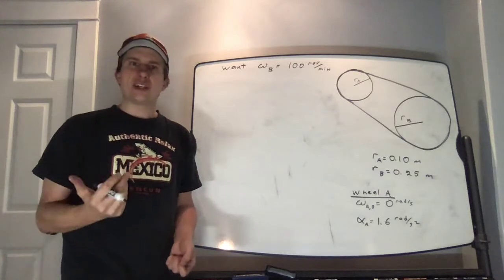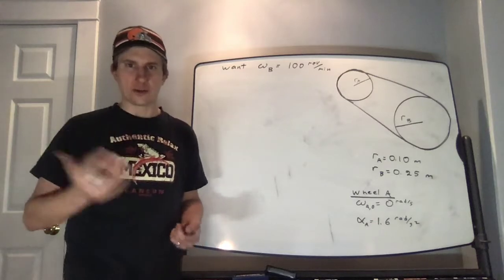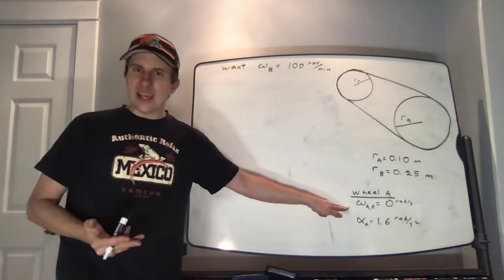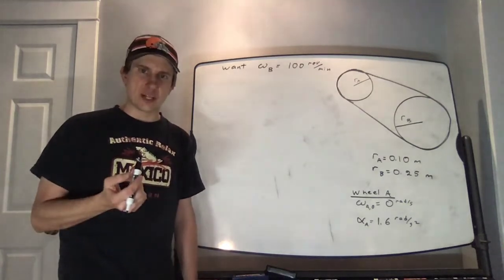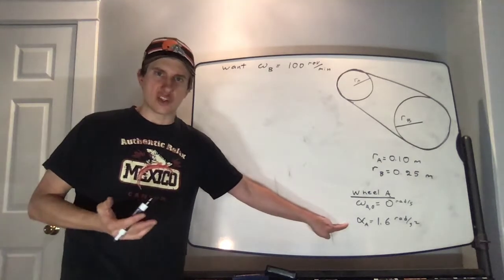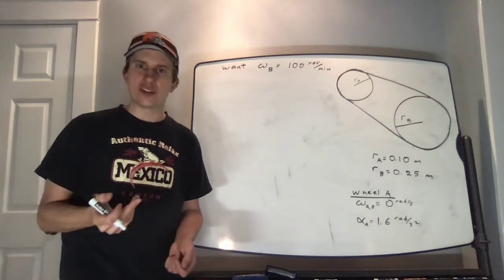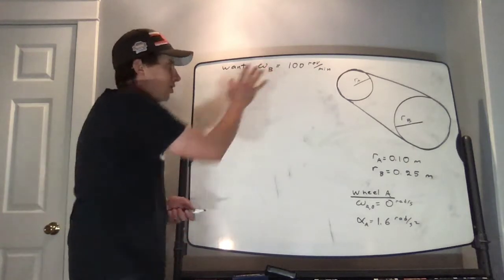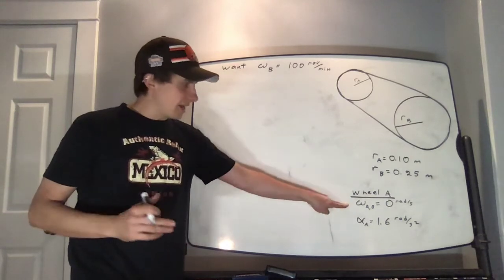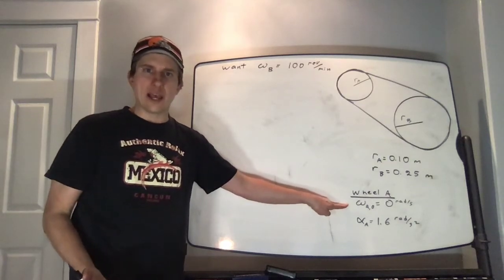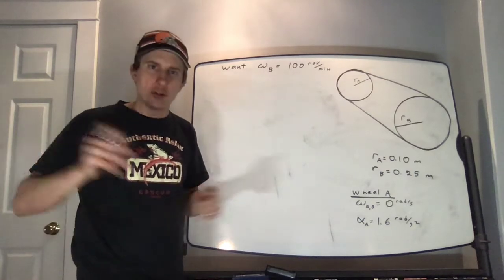Wheel A is initially not spinning, it is initially stationary, so I could write wheel A's initial angular velocity as 0, but wheel A is going to begin spinning up faster and faster with a constant angular acceleration of 1.6 radians per second squared. And the question is, how many seconds will it take wheel B to reach an angular velocity of 100 revolutions per minute? So essentially that is saying this is the initial angular velocity of wheel A. We want this to be the final angular velocity of wheel B. How long will it take?